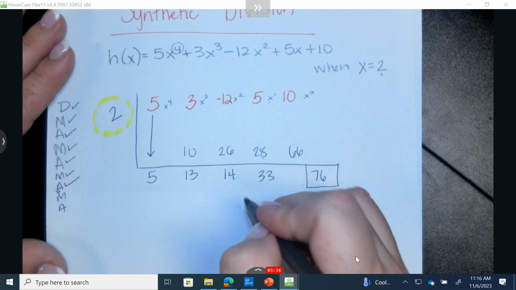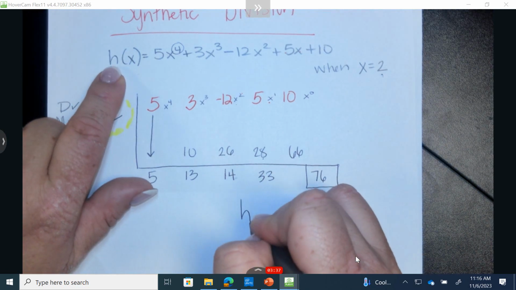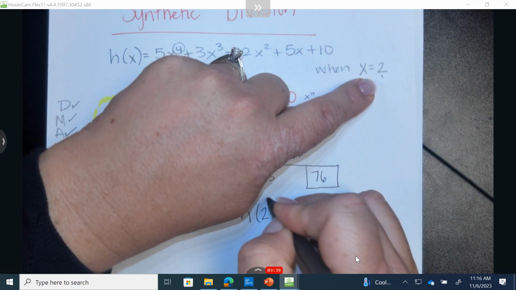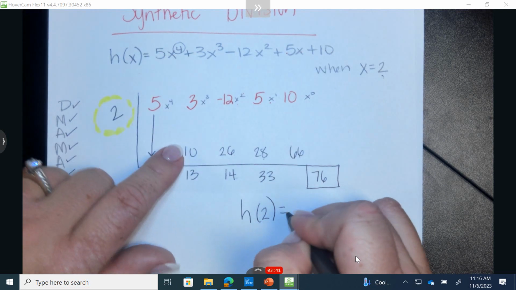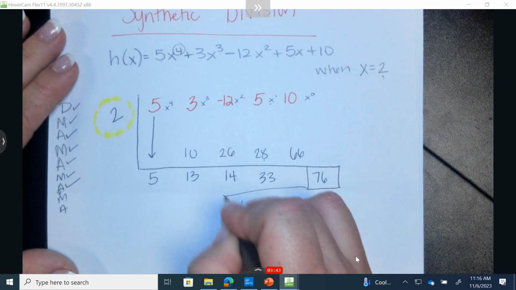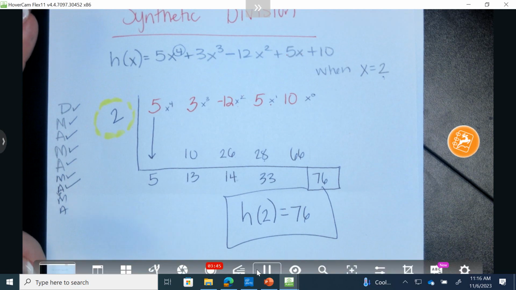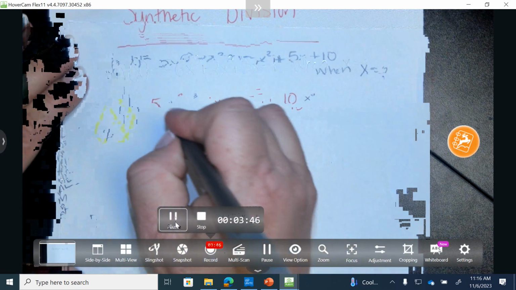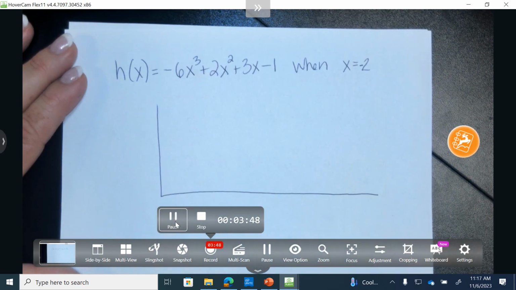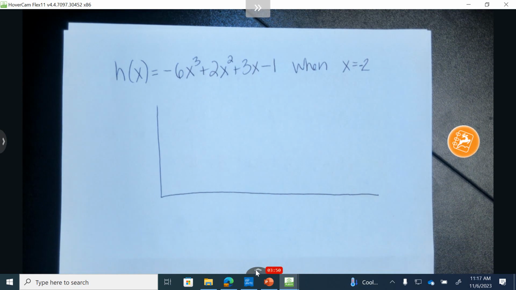Now I need to write a mathematical statement for function h. When I substitute, so my input value is 2, the output is 76. This is called synthetic division. I use the acronym DMAMA, but again, it's called synthetic division.